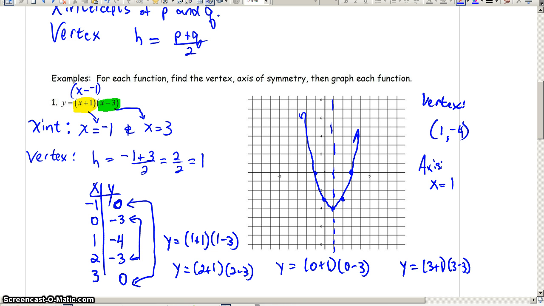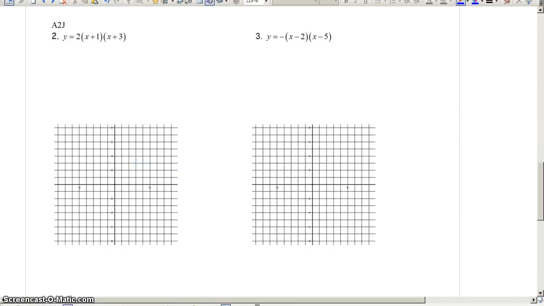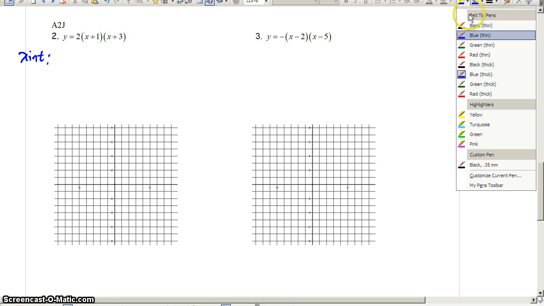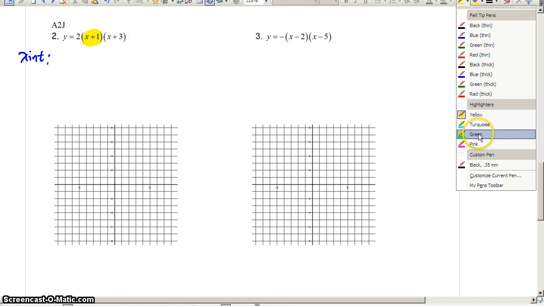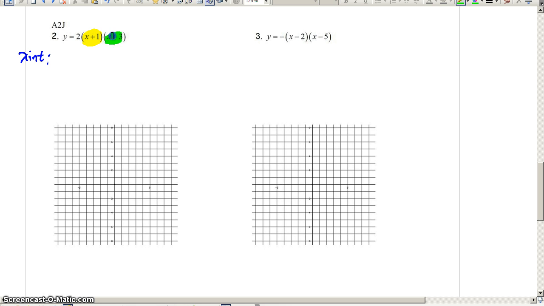All right, well, let's take a look at problem number 2. Okay, so let's take a look at example number 2. Again, just going through the same basic procedure. What you do is you try to find your x-intercepts first. In this regard, if we're looking for our x-intercepts, we can see we've got 2 little parentheses here, this x plus 1, and also the x plus 3.